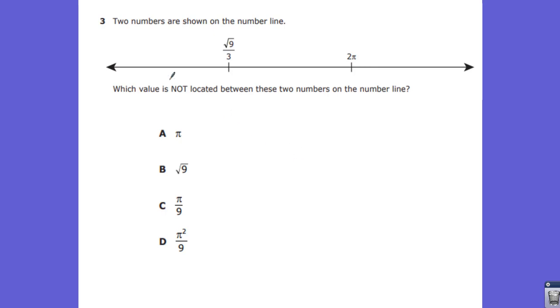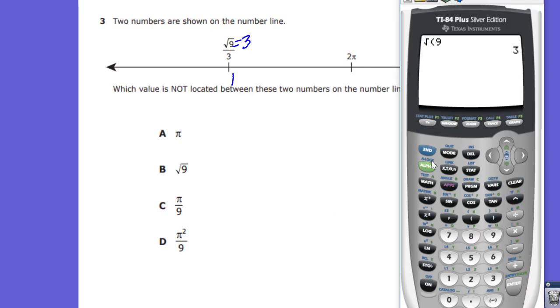Two numbers are shown on the number line. Which value is not located between these two numbers on the number line? Okay, so we've got the square root of 9 over 3, and we've got 2 pi. Well, we just talked about the square root of 9 being 3. So this really says 3 divided by 3, which is 1. Now 2 pi, we need to actually go to the calculator and find out what that is.